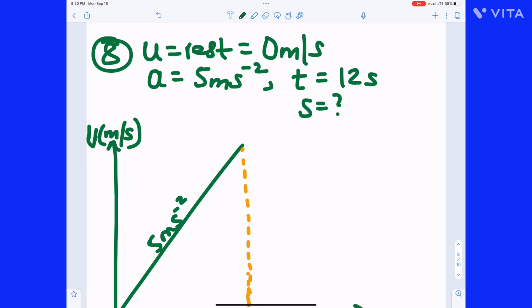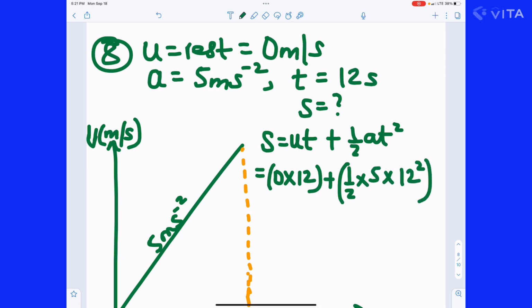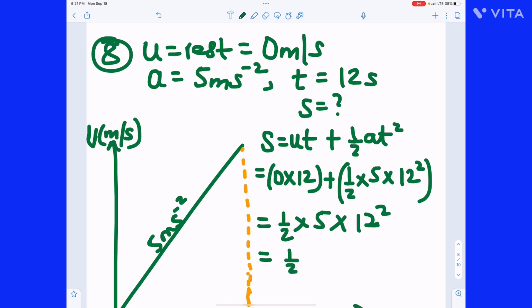The one that connects U, A, S, and T is S is equal to UT plus half A T squared. And that's 0 times 12 plus what? Half times 5 times 12 squared. So that gives us what? That gives us 0. This is 0, so I can just forget about this and just handle the second bracket. So I'll be left with half times 5 times 12 squared. And that's half times 5 times 144.